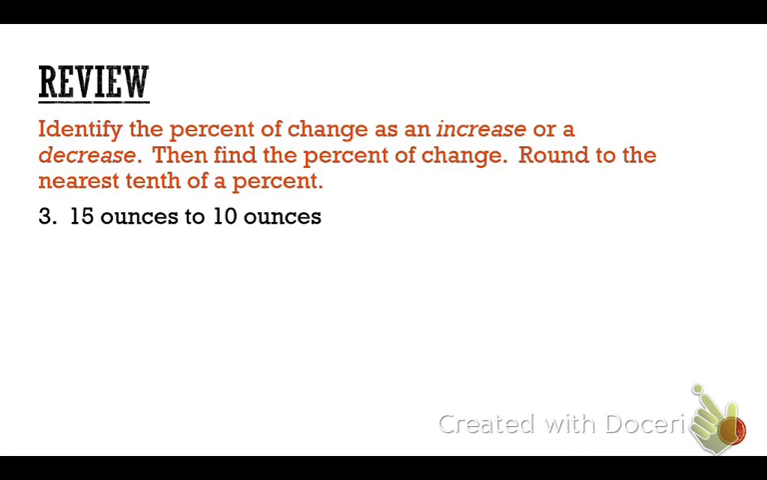All right, today I've got one final review problem. This is a review from way back last year. So this is what it says. Identify the percent of change as an increase or a decrease. Then find the percent of change and round to the nearest tenth of a percent. Let's say you had 15 ounces of candy, but now you only have 10 ounces of candy.